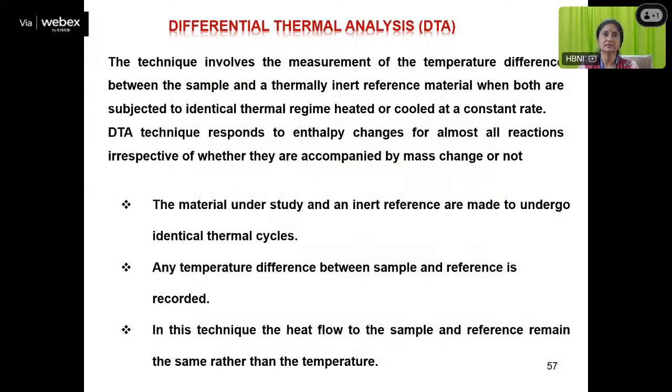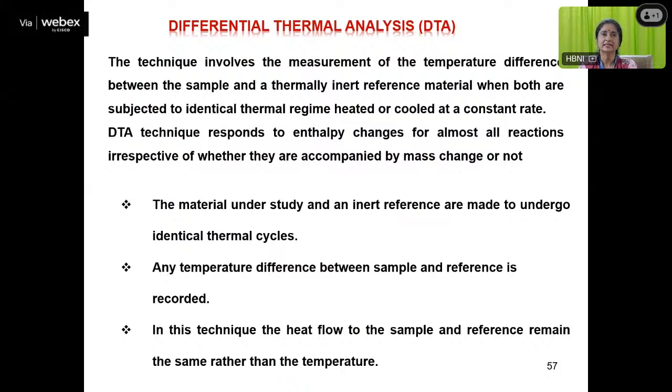So now DTA, what is differential thermal analysis? The technique involves the measurement of the temperature difference between the sample and a reference. Up to this point, with either TG or differential thermogravimetry, there is a mass loss or mass gain. But in case of DTA, the temperature difference between a reference and a sample is being studied. The technique involves the measurement of the temperature difference between the sample and a thermally inert reference material when both are subjected to an identical thermal regime, heated or cooled at a constant rate.